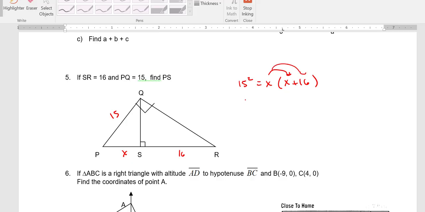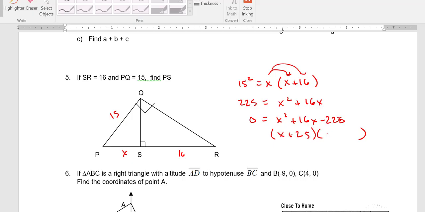So distribute that, get 225 is equal to x squared plus 16x. Bring everything over to one side, set it equal to 0: x squared plus 16x minus 225. Factor it, like we've been doing all these problems throughout the year, so x plus 25 and x minus 9 equals 0. Zero product property it, negative 25 and 9. Hopefully you can see that there's no way that that side length is going to be negative 25. So 9 is going to be your answer there.